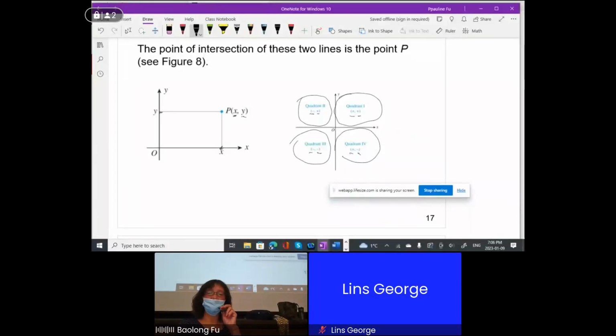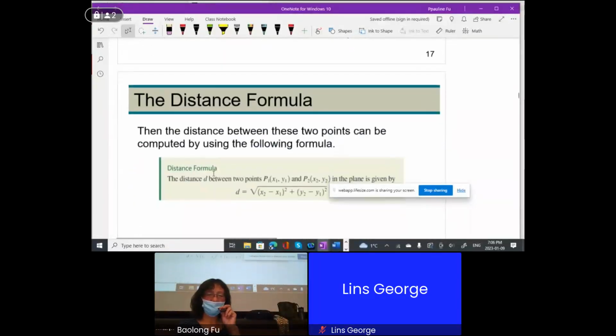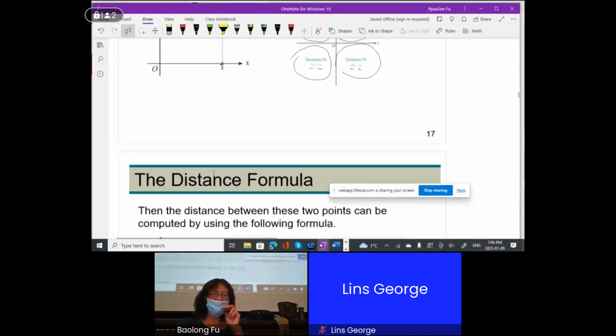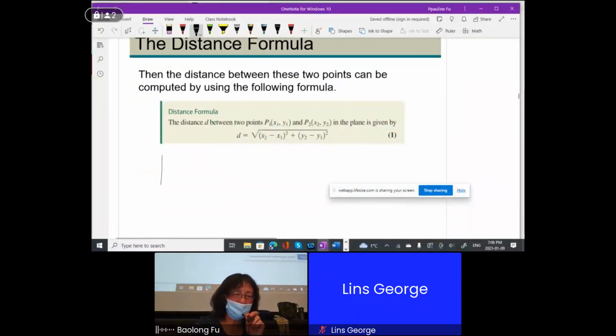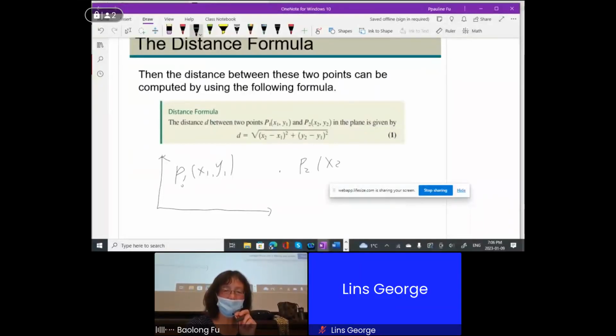Again, this is just review, okay? Nothing new. High school knowledge. The distance between 2 points: if I have point P1 as x1, y1, and another point P2, x2, y2, what is the distance between P1 and P2? This is the formula: distance equals the square root of (x2 minus x1) squared plus (y2 minus y1) squared.